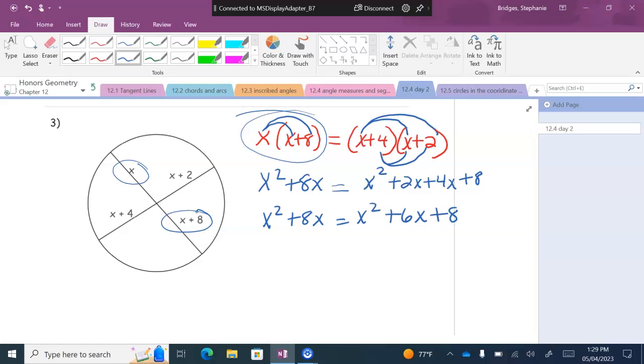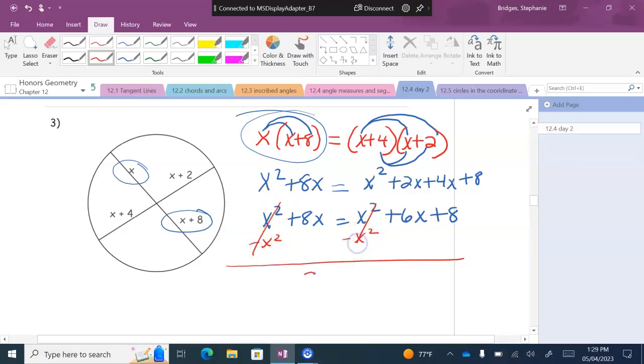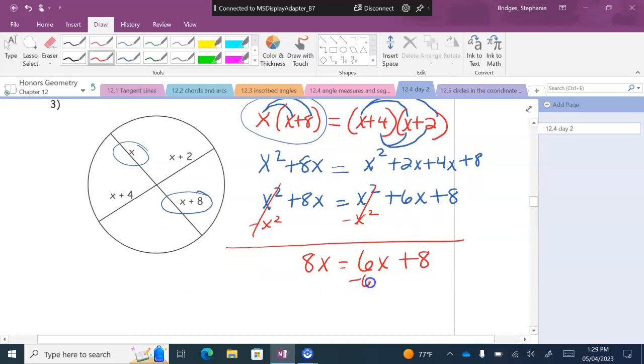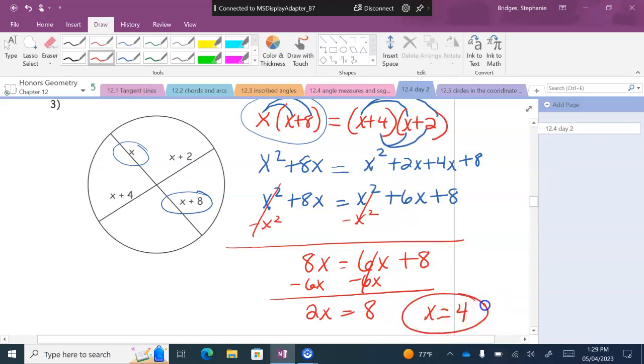All right, now we've got to start solving our equations, which means I need to get all of my like terms together. I always start with the highest degree. And what happens when I start moving this x squared over here? They cancel each other out. So that leaves me with 8x equals 6x plus 8. Now I need to subtract my 6x. So that's going to be 2x equals 8. So therefore x is going to equal 4.